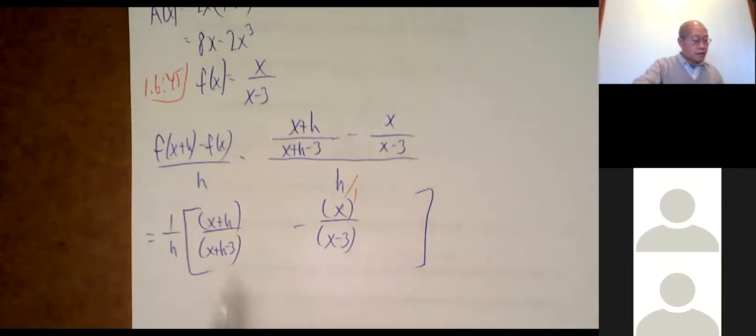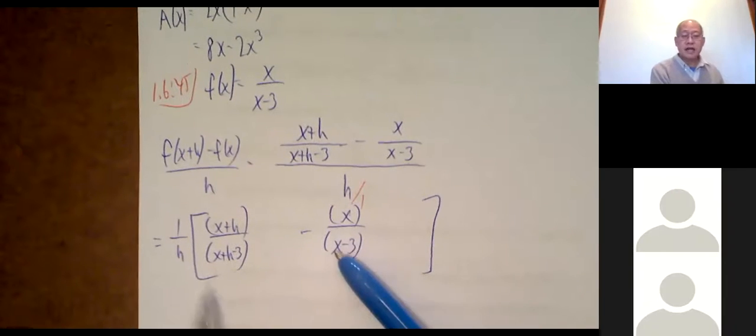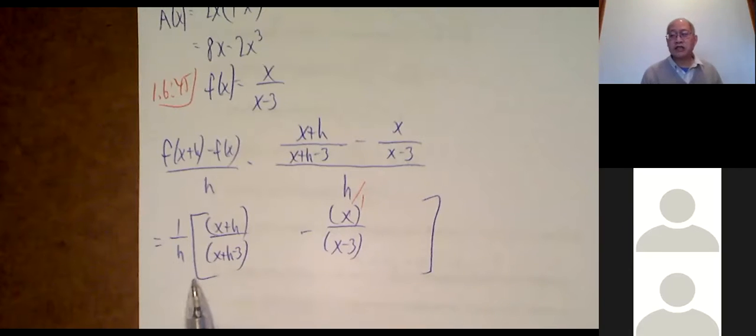Okay, so common denominator: this side needs that, this side needs that, right? I mean, let's think of simple fractions.